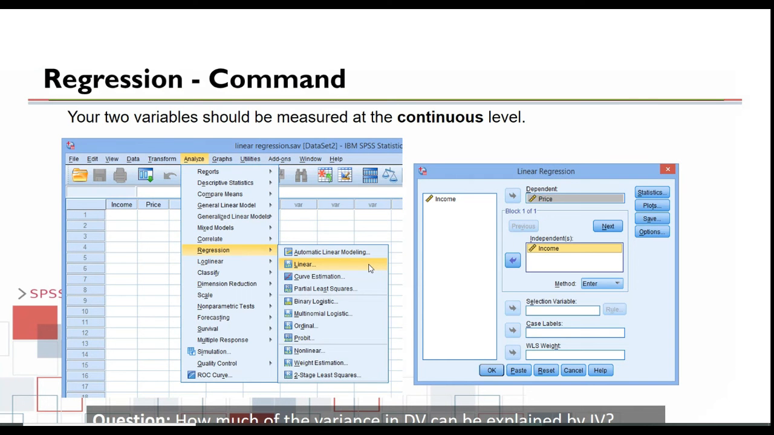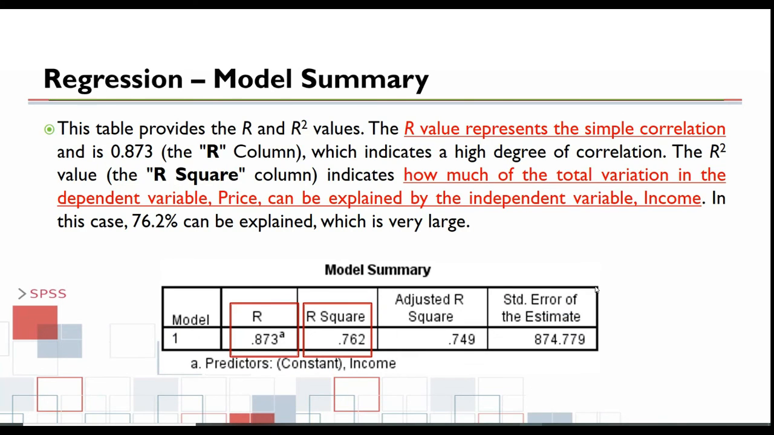All right, in order to run regression, you can go to Analyze, then Regression, and then Linear Regression, and you can see this window. Your dependent variable now is price, and the independent variable is income level. The question here is how much of the variance in the DV can be explained by the IV? And then you can click OK.